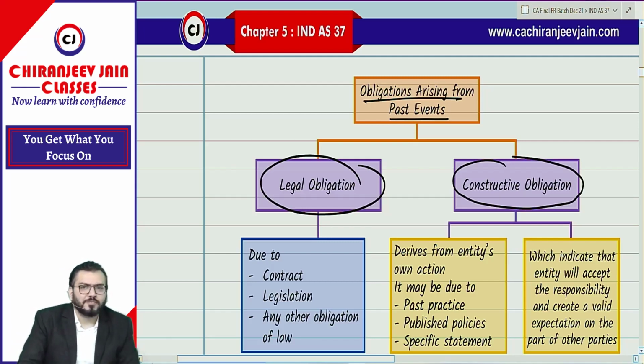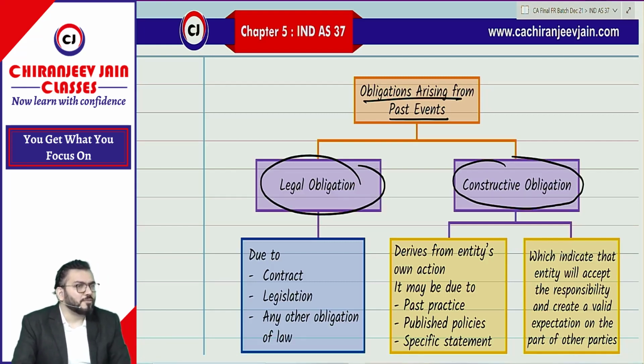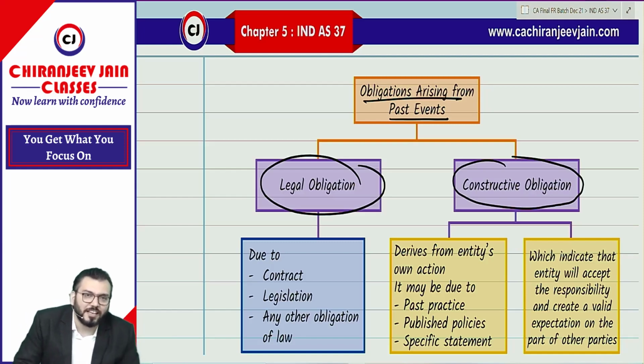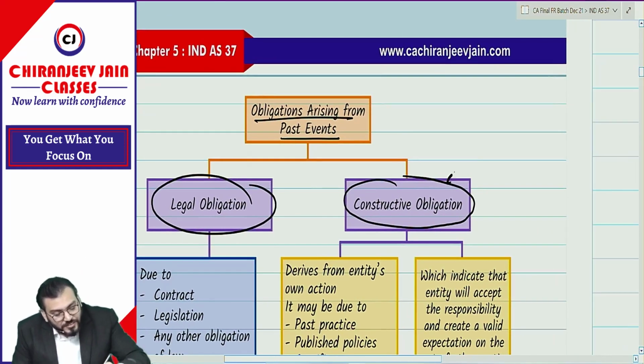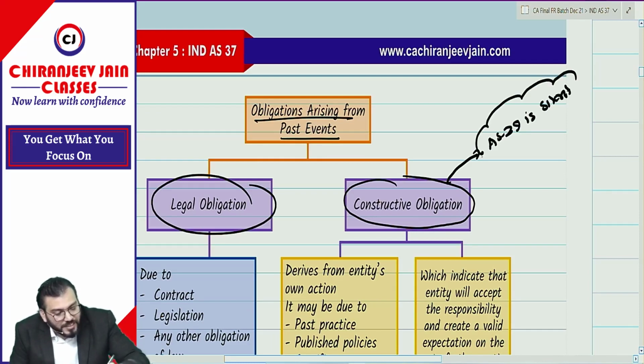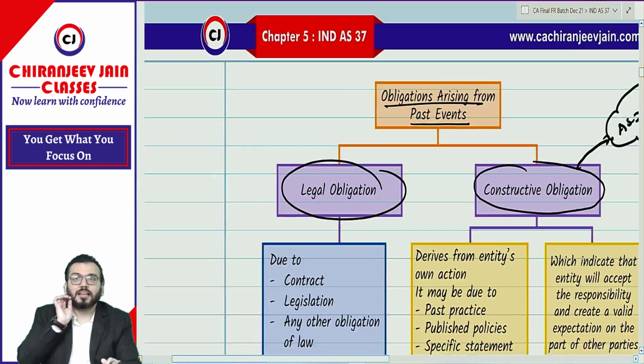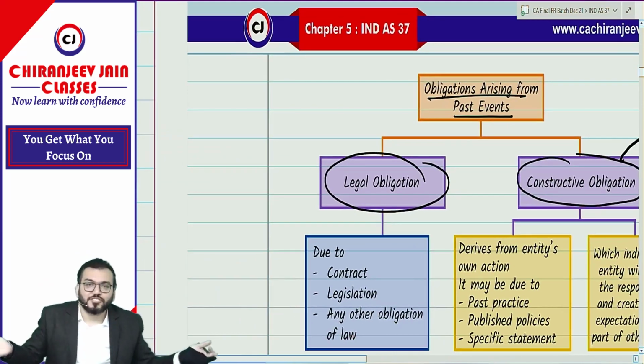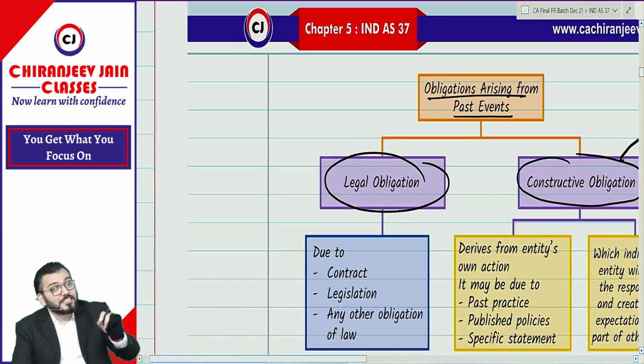Constructive obligation. First time you are listening to this term, constructive obligation. Anyone who knows about constructive obligation? You don't know, because AS 29 was silent on this. This is the first difference between AS 29 and Ind AS 37. AS 29 only says obligation and is silent about constructive obligation. But Ind AS 37 says obligation will include both legal obligation and constructive obligation.